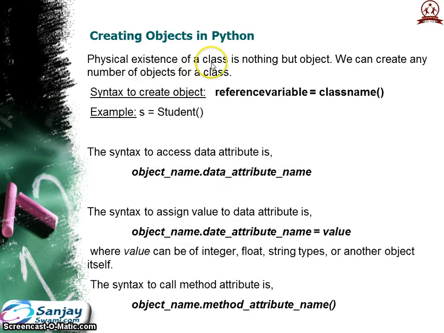The physical existence of a class is nothing but the object. Objects usually refer to a particular instance of a class, where the object contains variables and methods defined in the class. We can create any number of objects for a class.